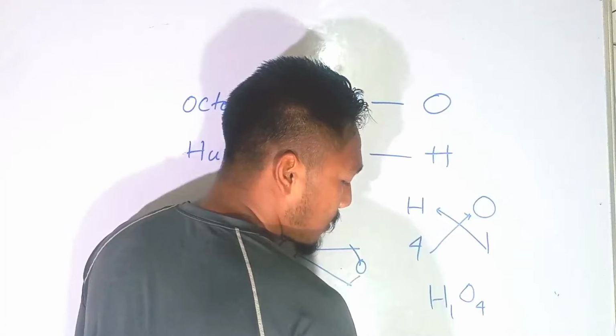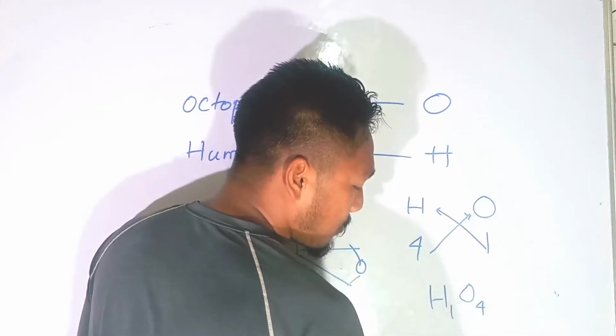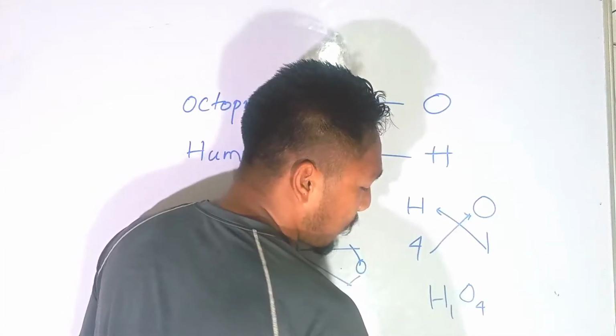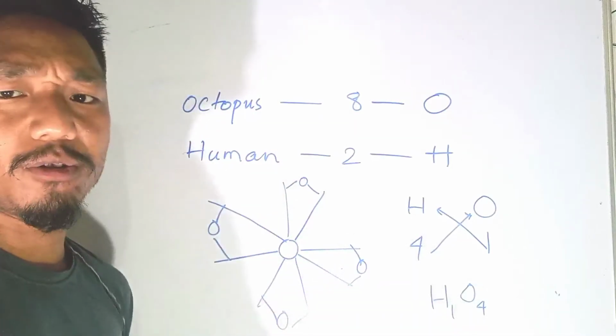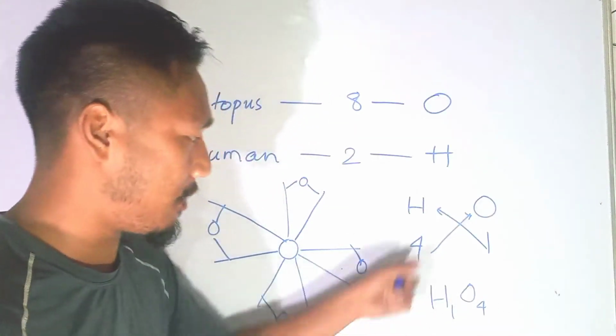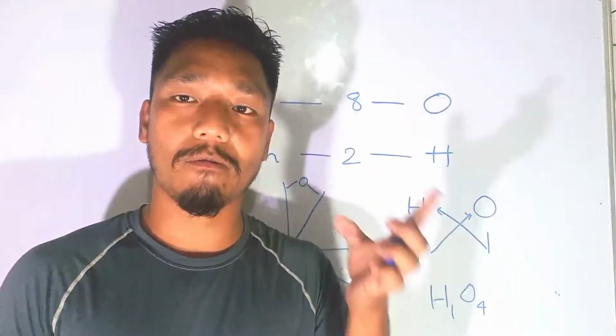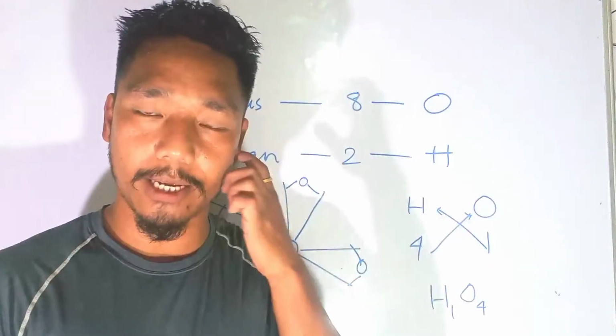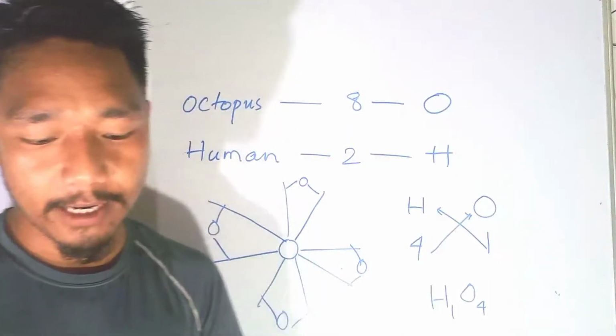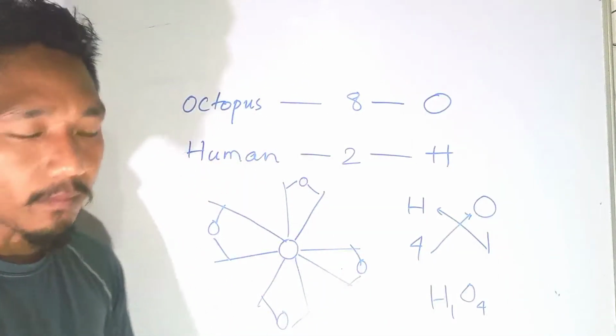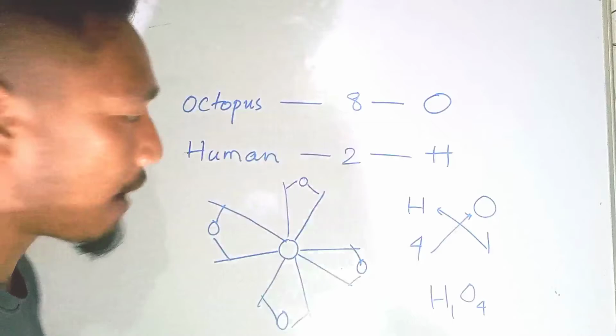H1O4. We can remove the 1, so your answer will become HO4. If you don't write the 1, it doesn't matter. So this is how we represent it. You have to know the valency of every element, the combining capacity of every element.